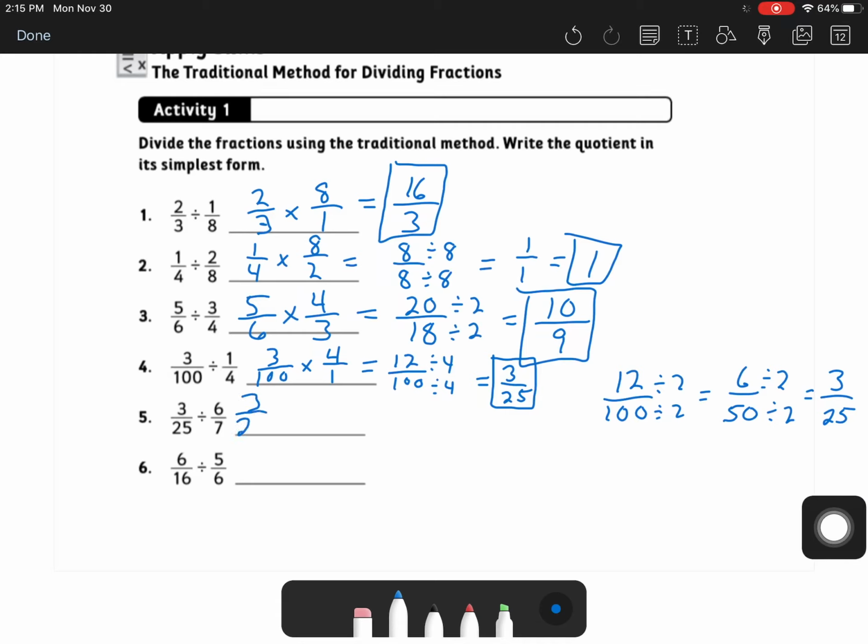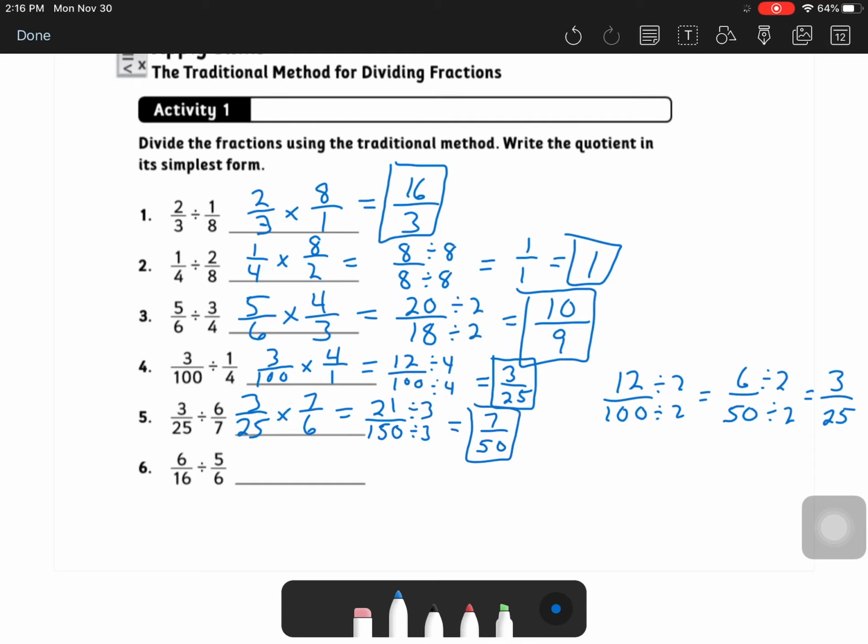Okay, 3 over 25 times 7 over 6. And so that would be 21 over 25 times 6 would be 150. And so 21 and 150 have a common factor of 3. I'll divide them both by 3. 21 divided by 3 is 7. 150 divided by 3 is 50.